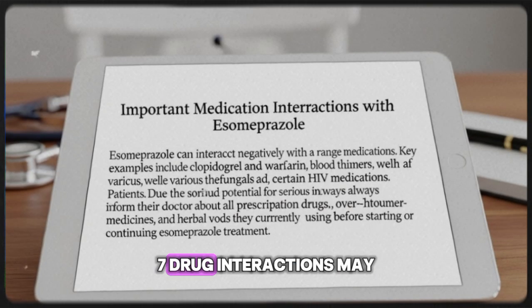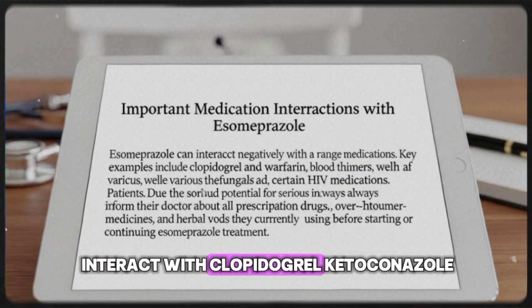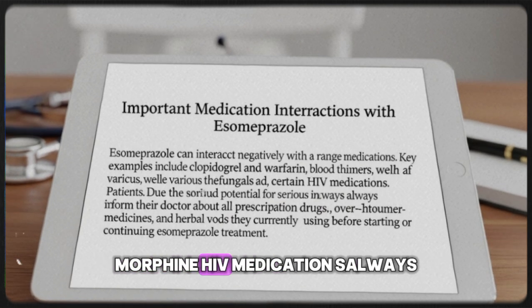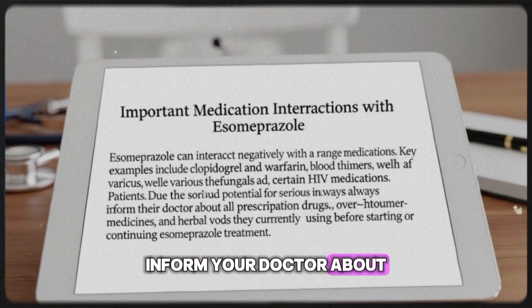7. Drug interactions: may interact with clopidogrel, ketoconazole, digoxin, diazepam, warfarin, HIV medications. Always inform your doctor about all medicines you're taking.